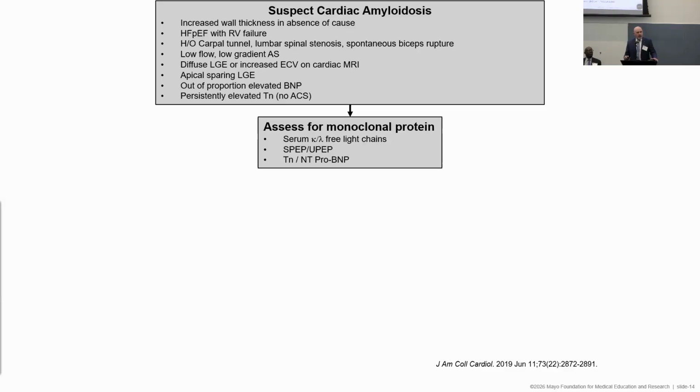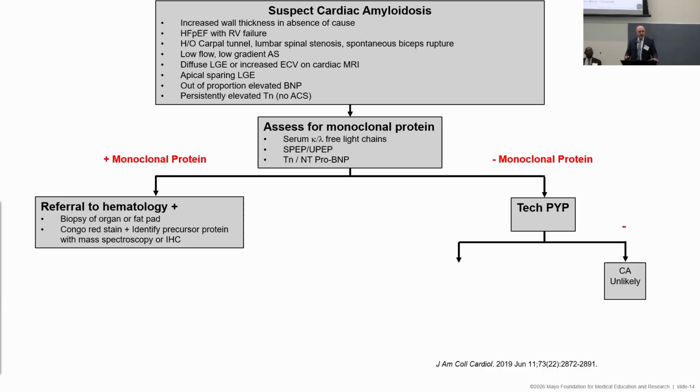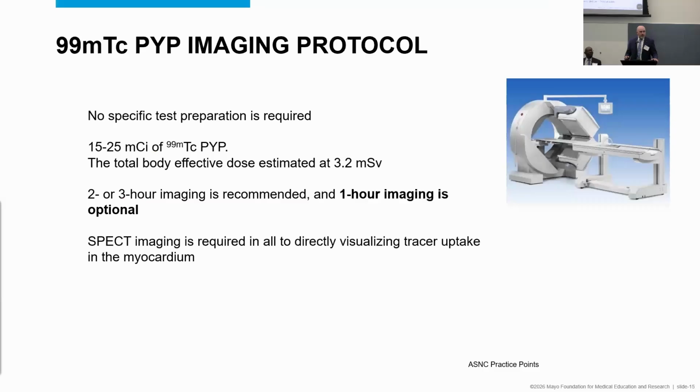It's always important for us to exclude AL amyloidosis. So we want to get monoclonal proteins, free light chains, and do the SPEP and UPEP. We often get troponin and NT-proBNP levels. If those are positive and they have monoclonal protein, you want to think about biopsy of an organ and then referral to hematology. If it's negative, we come down and want to get a PYP. If the PYP is negative, cardiac amyloidosis is unlikely. If it's positive, you think about cardiac amyloidosis, and then you want to do genetic testing for those patients.